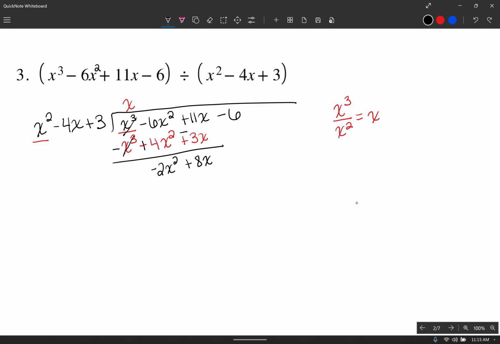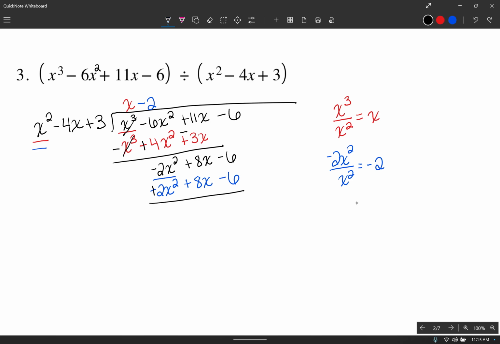And I have 3 terms outside, which means I need 3 terms here, so I drop the negative 6 and I divide again. Negative 2x squared divided by x squared gives me negative 2. And then I multiply. Negative 2 times x squared is negative 2x squared. Negative 2 times negative 4x is positive 8x. And negative 2 times 3 is negative 6. Now I'm ready to subtract.